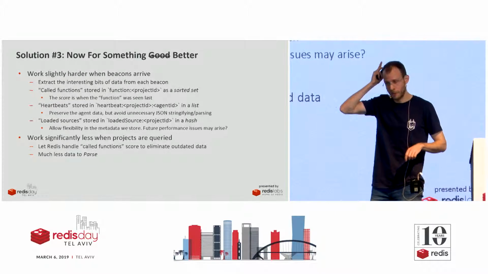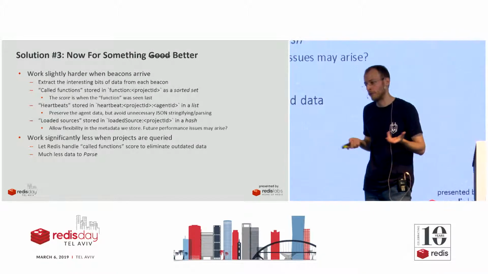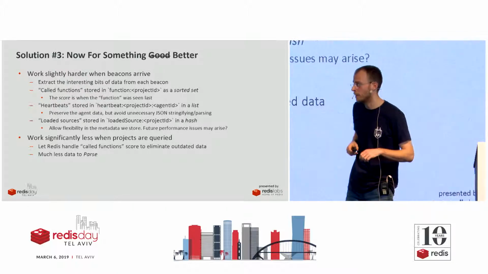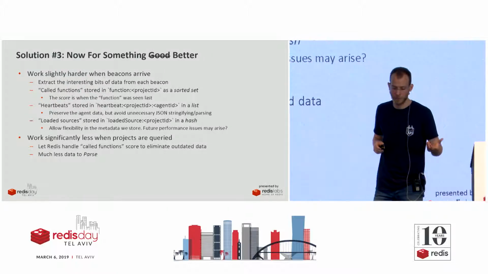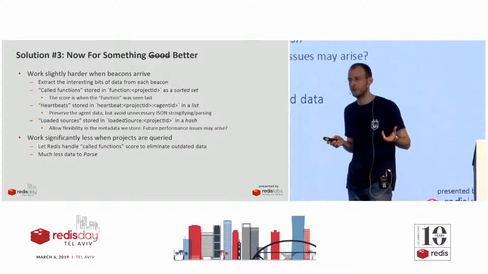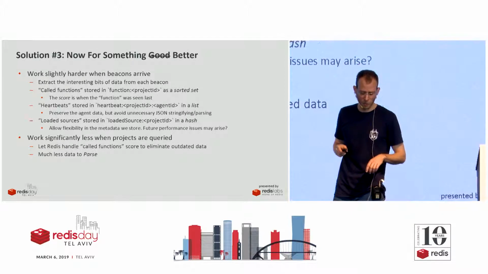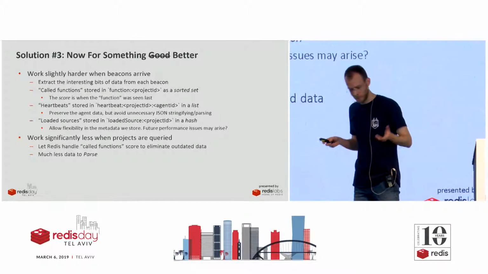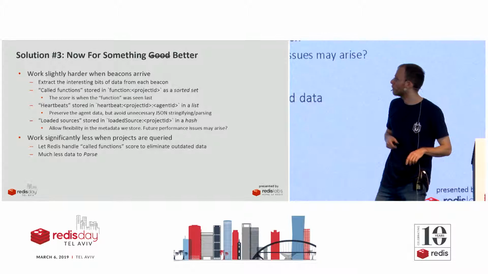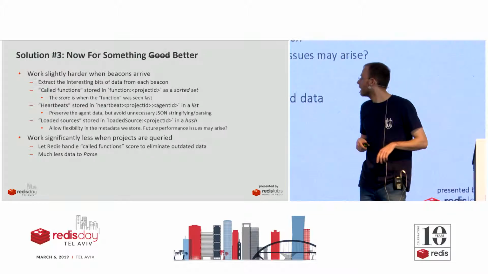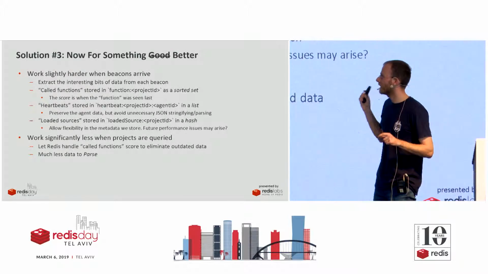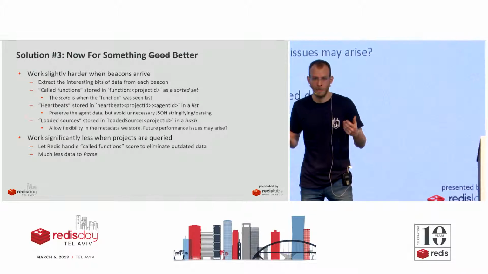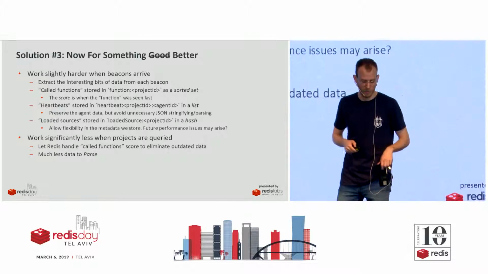We kept the agent's heartbeats, which pretty much mean whether or not an agent is still alive, in a list, but it didn't introduce any performance degradation because instead of saving this huge JSON object, all we needed to do is keep the timestamp there. We save all sorts of other bits of data, but it's not really interesting. And thanks to working slightly harder when beacons arrive, we could work significantly less hard whenever we needed to present a project's data to our users.